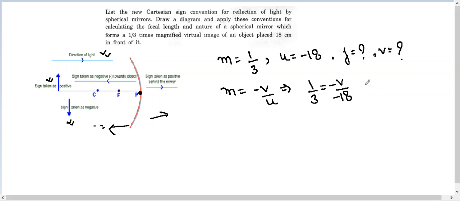Therefore, v comes out to be 18/3 because these minus signs were getting cancelled. Therefore, v comes out to be 6 centimeters.